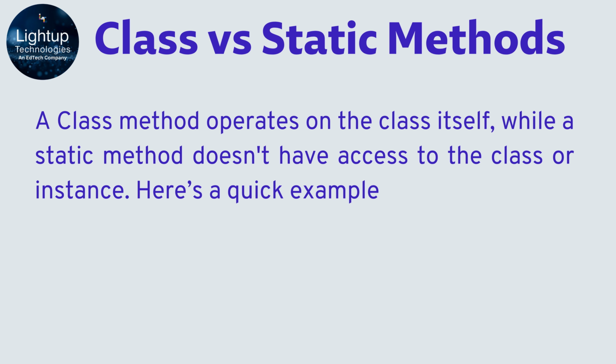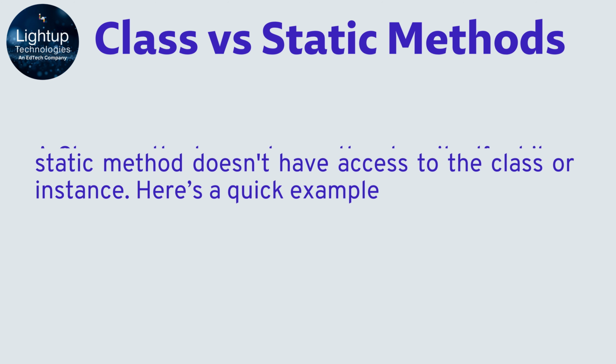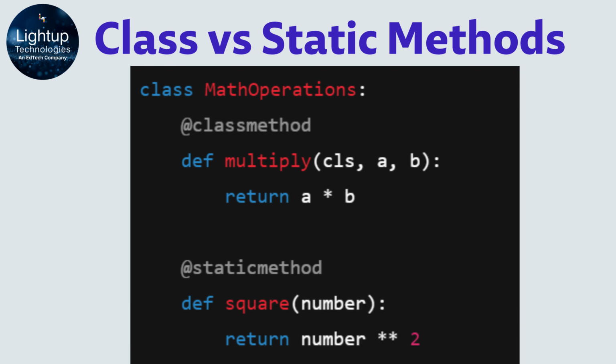Finally, let's briefly touch on class methods and static methods. A class method operates on the class itself, while a static method doesn't have access to the class or instance. Here is a quick example. The multiply method is a class method that operates on the class, while square is a static method that performs a task without needing to access any class-specific data.